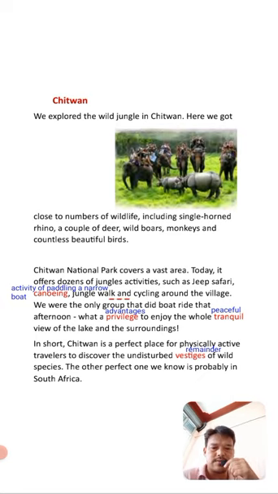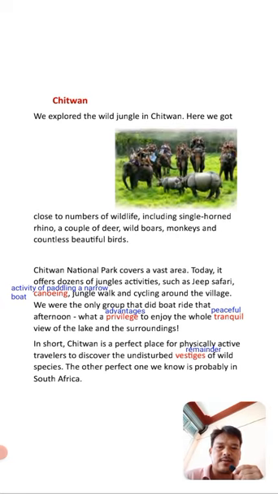Today it offers dozens of jungle activities such as jeep safari, canoeing, jungle walk, and cycling around the village. Nowadays, students, this park is offering tourists and visitors many jungle activities like jeep safari, and canoeing, which means the paddling of a boat, and jungle walk and cycling.